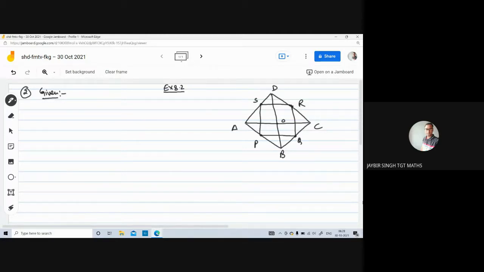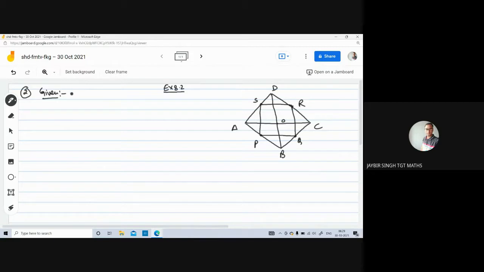ABCD is a rhombus and P, Q, R, S are the midpoints of the sides AB, BC, CD, and DA respectively. Show that the quadrilateral PQRS is a rectangle.